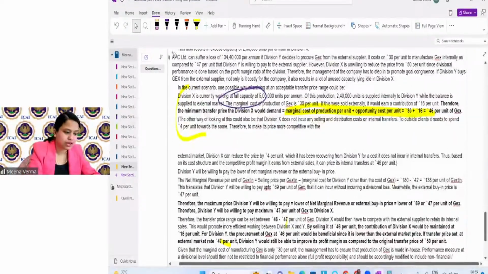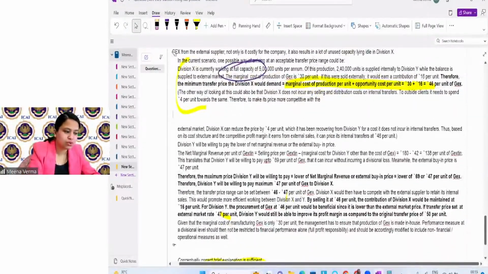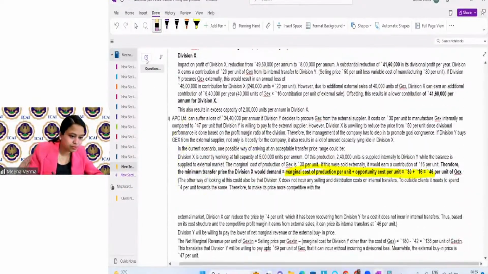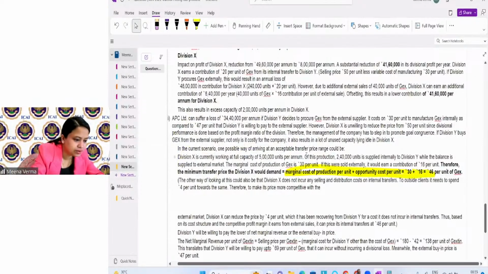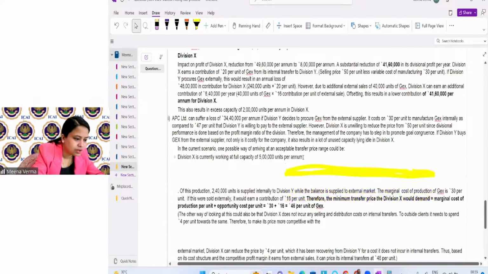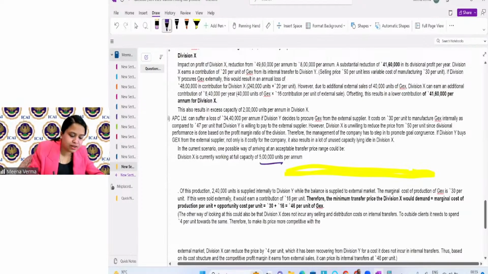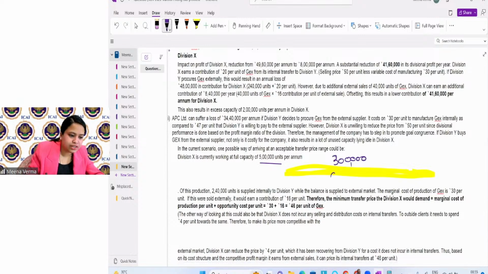So what is relevant here? If you are producing the goods, the capacity of division A is 5 lakh. Externally, they can sell 3 lakh units. So internally, they can only transfer 2 lakh units. However, the demand is 2,40,000 units.